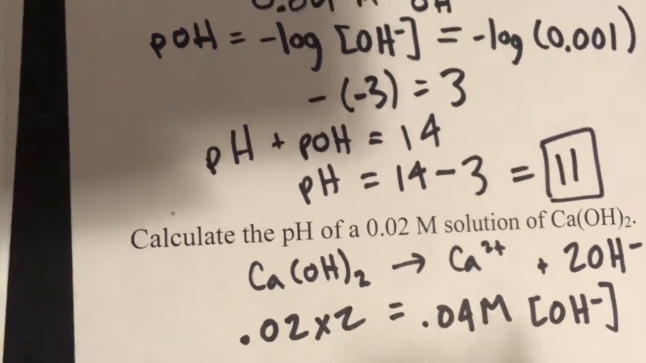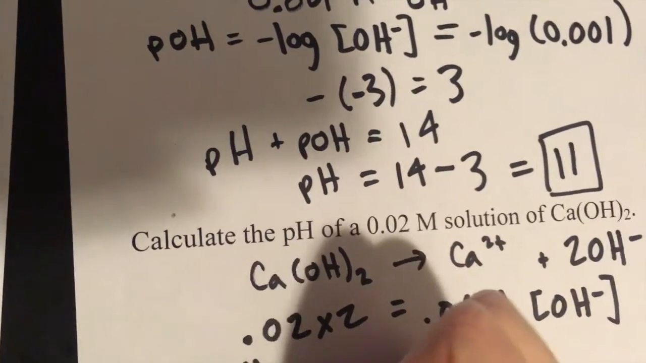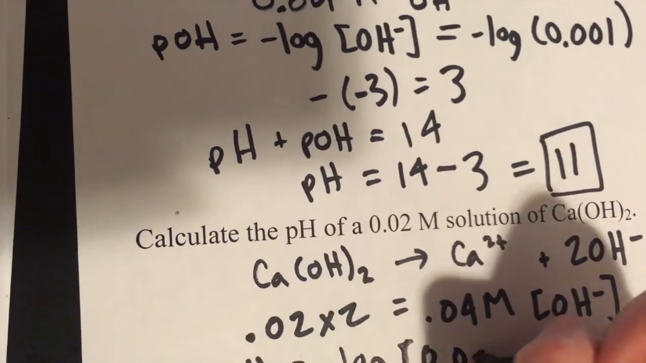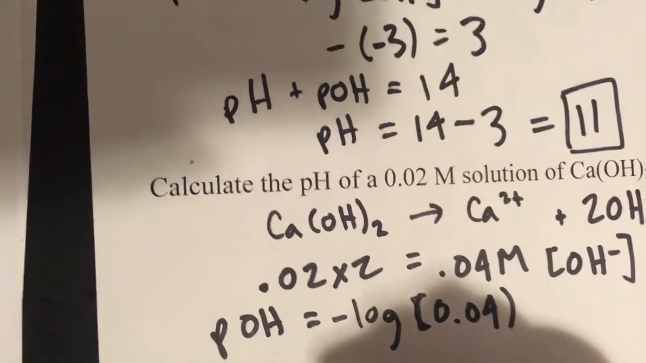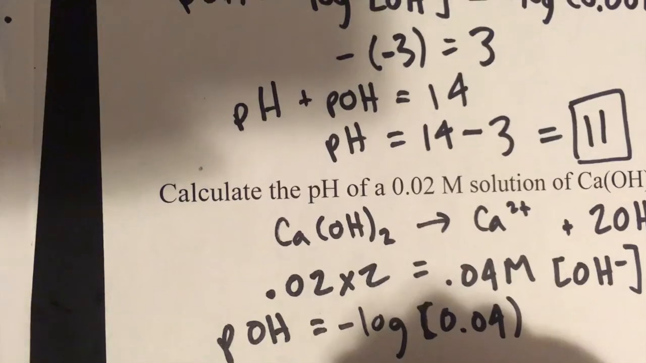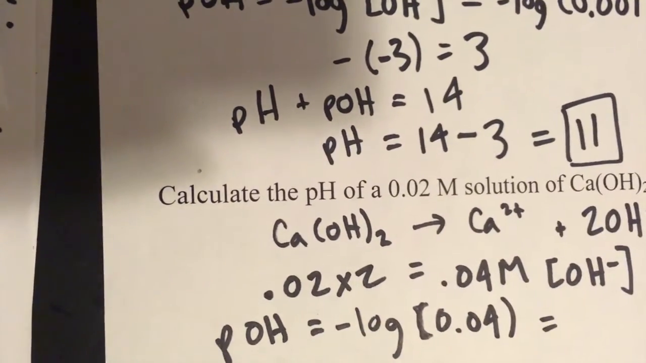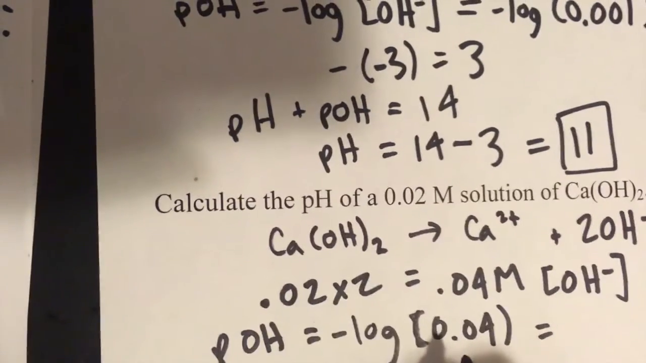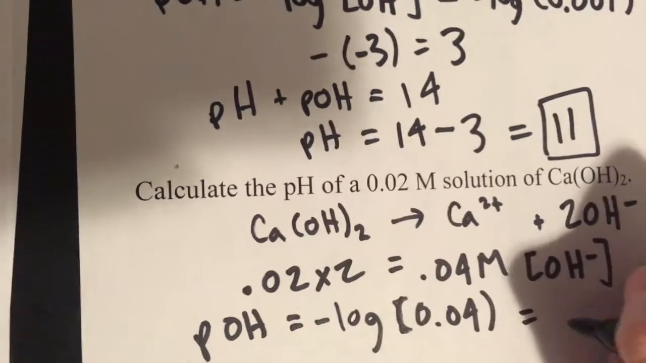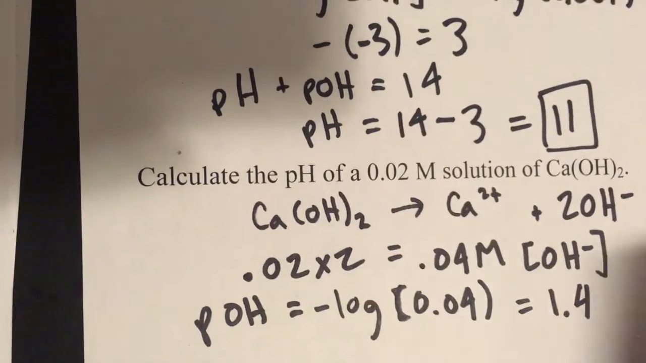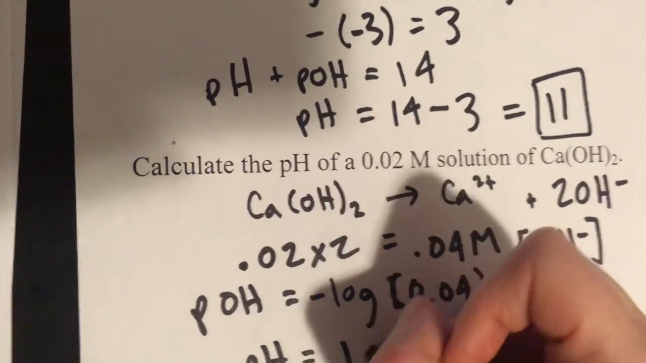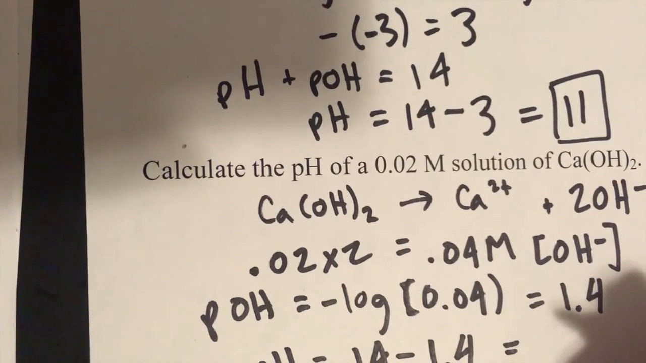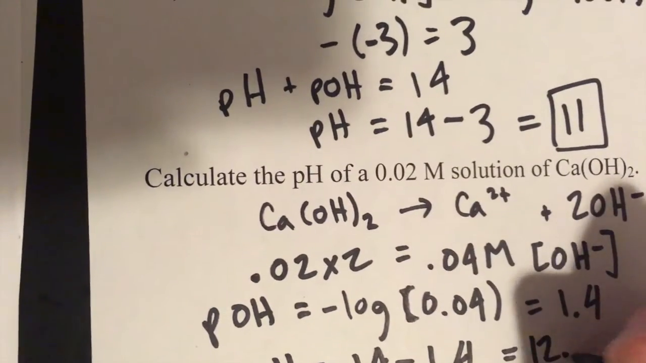Cool. I can figure out the pOH by doing the negative log of that concentration. So the negative log of 0.04. Now this is something I would need a calculator for, right? I can't do this in my head. So I'm going to go ahead and plug this into a calculator. And for log of 0.04, I get negative 1.4. So overall, this is going to be negative 1.4, aka it's going to be 1.4. The pH is now going to be 14 minus that pOH. And so I'm going to end up with a pH of 12.6.